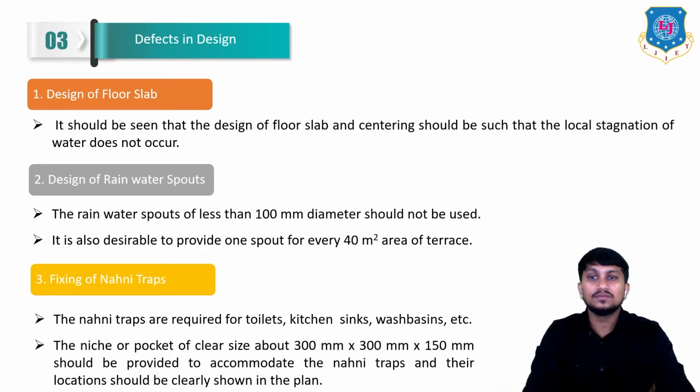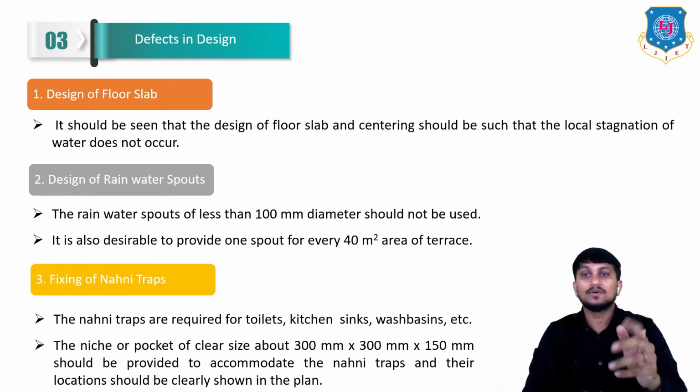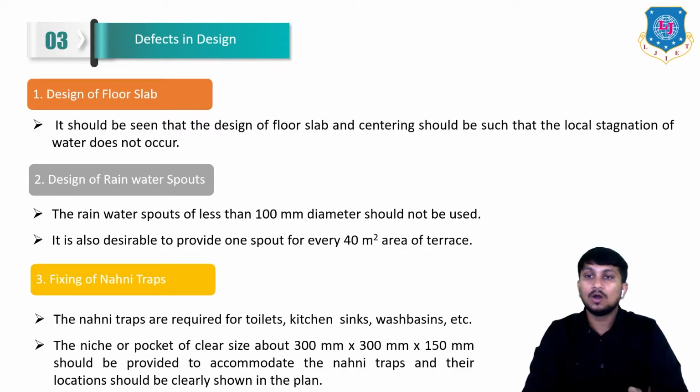Second, design of rainwater spouts. The rainwater spouts of less than 100 diameter should not be used. It is also desirable to provide one spout for every 40 meter square area of terrace. So the diameter of water spout should be comparatively more, or provide a number of this type of water spouts in the terrace to avoid the water logging on a particular terrace.